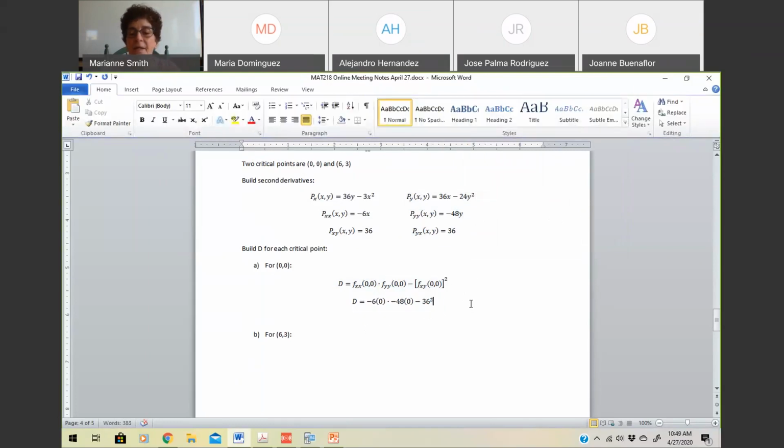Okay, and we basically already figured out that's going to be a negative number, right? Because these first two give you 0 times 0 is 0. So it's 0 minus, and again, 36 squared is 1296. So I get negative 1296.